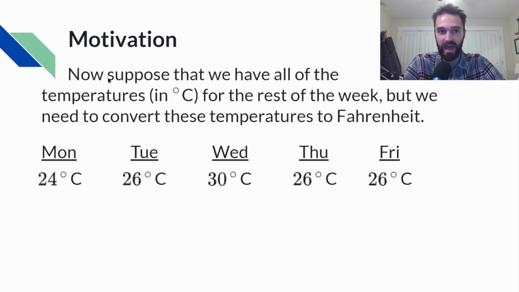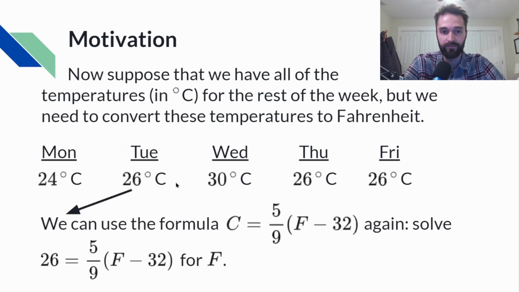Now suppose that we have all the temperatures in Celsius for the rest of the week, but we need to convert these temperatures to Fahrenheit. So these are the temperatures. And we already found here on Monday that 24 degrees Celsius corresponds to 75 degrees Fahrenheit. So let's move to Tuesday. And we can use the same formula again. Only this time, we're going to plug 26 in for C and then solve for F.